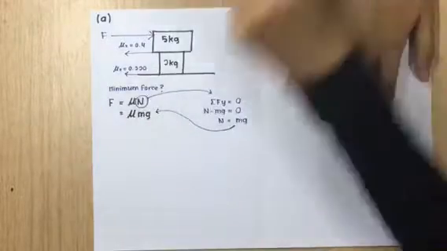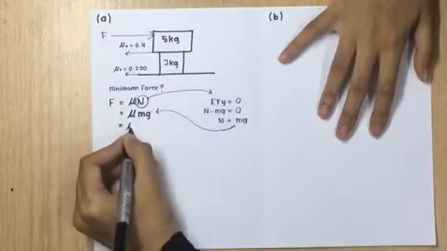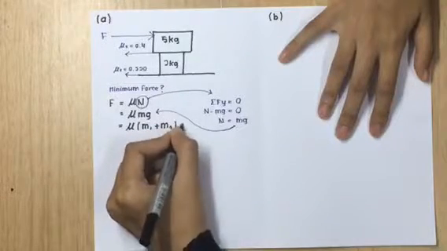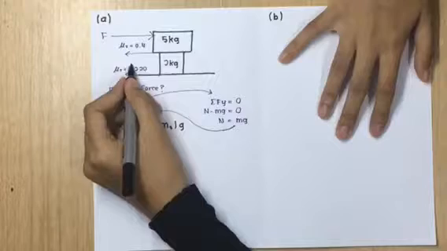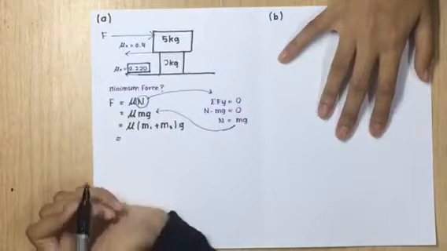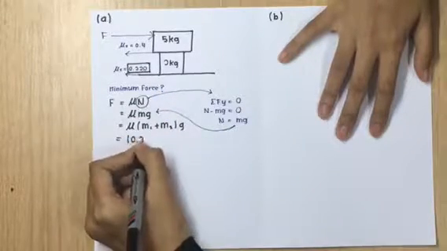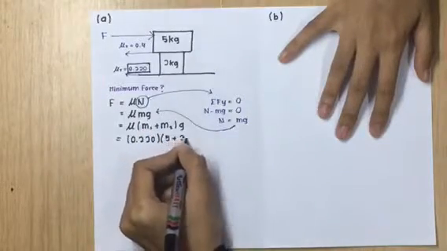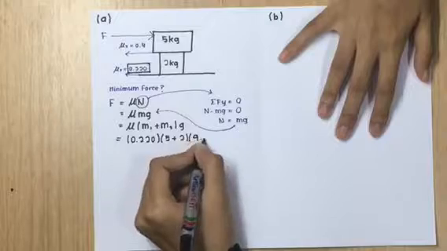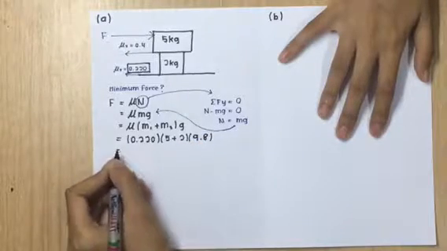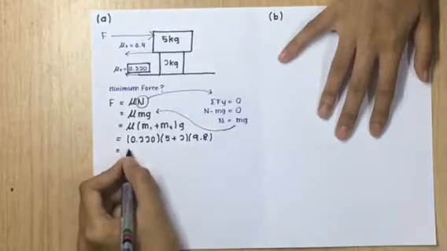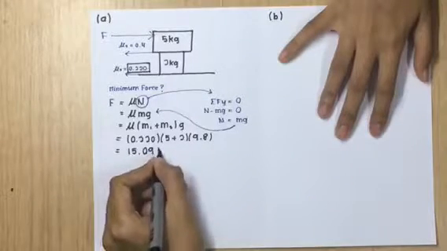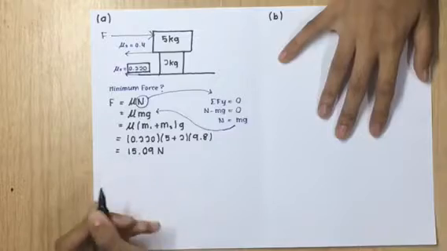For this situation, we are considering both masses of both blocks. We are using the μ, the coefficient of static friction between the lower block and the floor, because we want only the minimum force. And the only frictional force that will be applied in this situation is the frictional force between the lower block and the floor. Therefore, when we substitute all the values, we'll get 15.09 Newton.